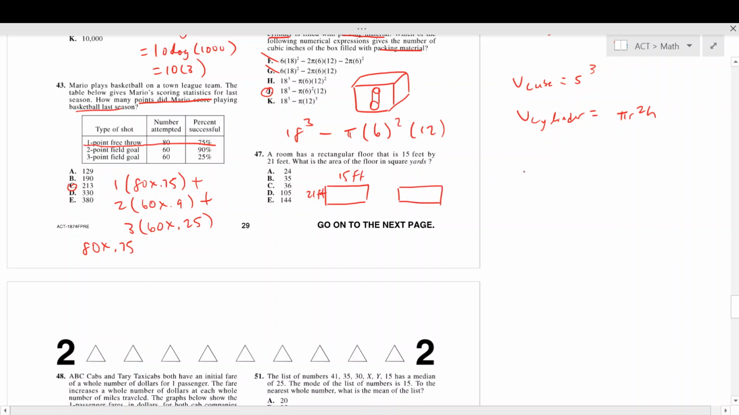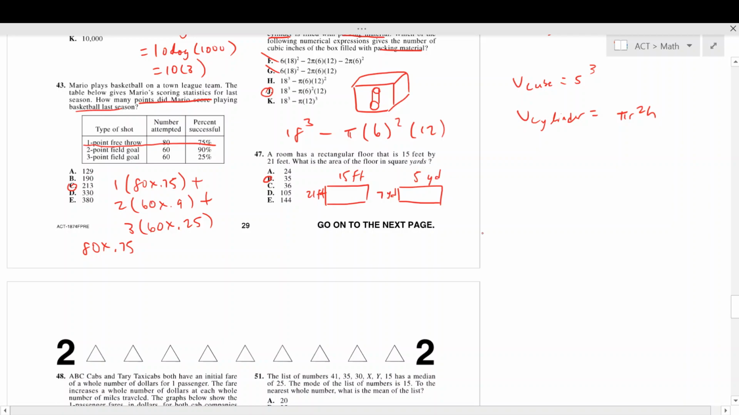Remember, there's 3 feet in a yard, so 15 feet is 5 yards. We divide by 3. I'm gonna remove the S. And 21 feet divided by 3 is 7 yards. Apparently I can't spell. Right. So square yard would be 5 times 7 is 35 square yards. That's the area in square yards.